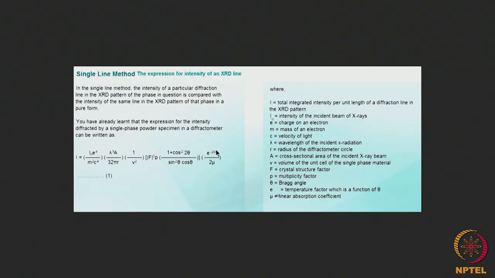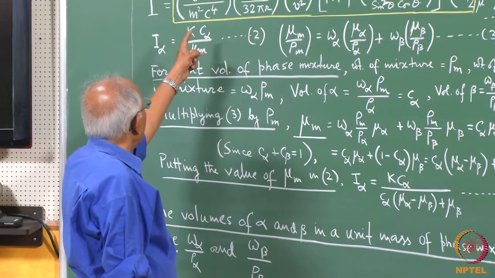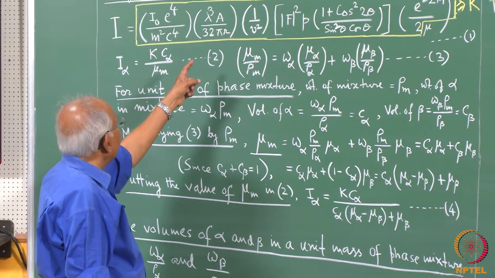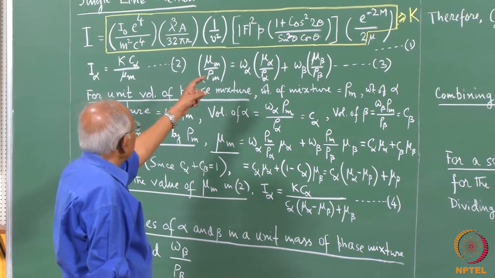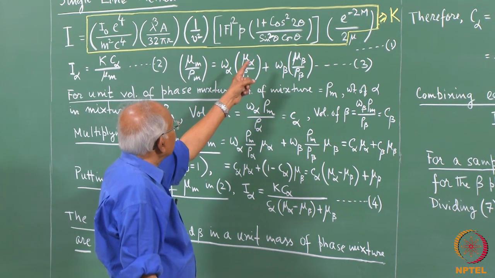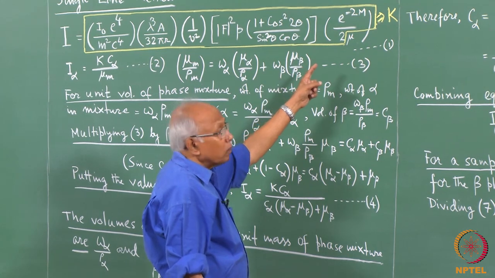the single line method. Now, as we are all aware, in a diffractometer, the expression for intensity of an XRD line is given by equation 1. This is written on the board also. So, I is equal to I0 e to the power 4 divided by m square c to the power 4, lambda cube A by 32 pi r, into 1 by v square, into F square P into (1 plus cosine square 2 theta) divided by (sine square theta cosine theta), into e to the power minus 2M, divided by 2 mu.